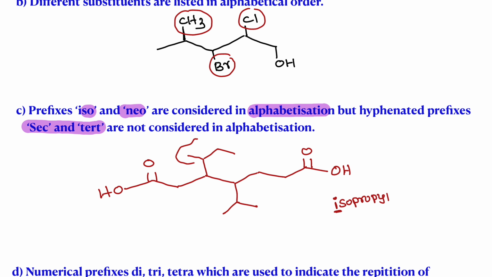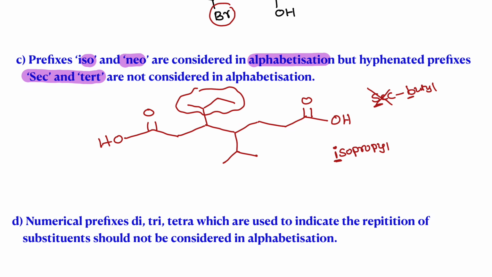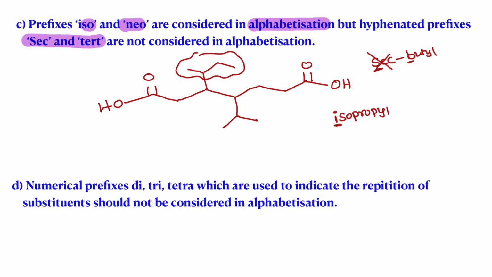But this particular group is a secondary butyl. In the case of secondary butyl, we don't write the complete spelling of secondary. We write sec, secondary butyl. So we should not consider this secondary. This is a hyphenated prefix. We have to consider only B. So this is about iso and neo consideration. Secondary and tertiary, these hyphenated prefixes are not considered.